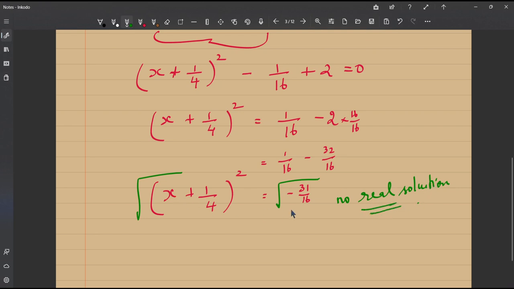So you will not be able to solve this, at least not in the present scenario, because we have just learned real numbers till now and we haven't learned further. So I hope you understand why there is no real solution.